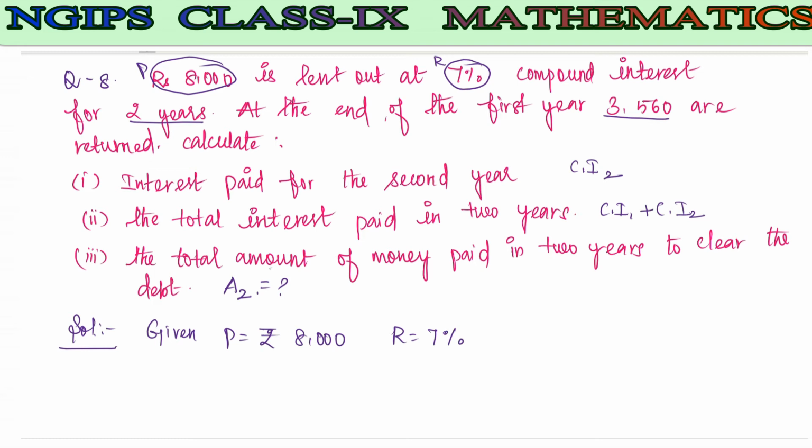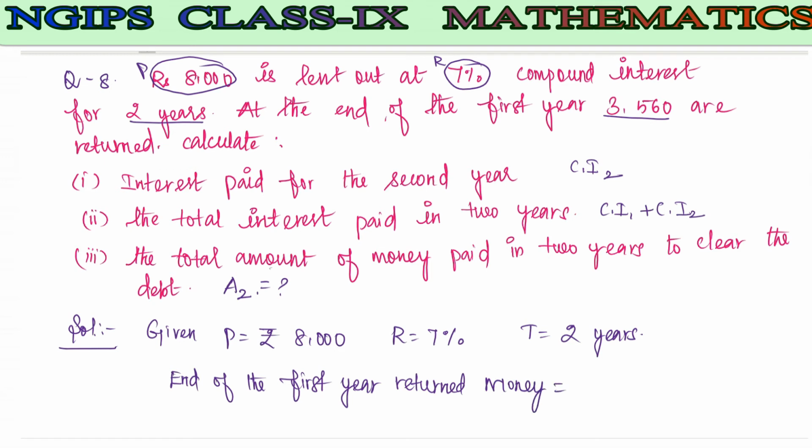The time period they have given, the duration, is 2 years. T is equal to 2 years. At the end of the first year, he returned money equal to rupees 3,560 rupees. Then at the end of the second year we need to calculate the amount.